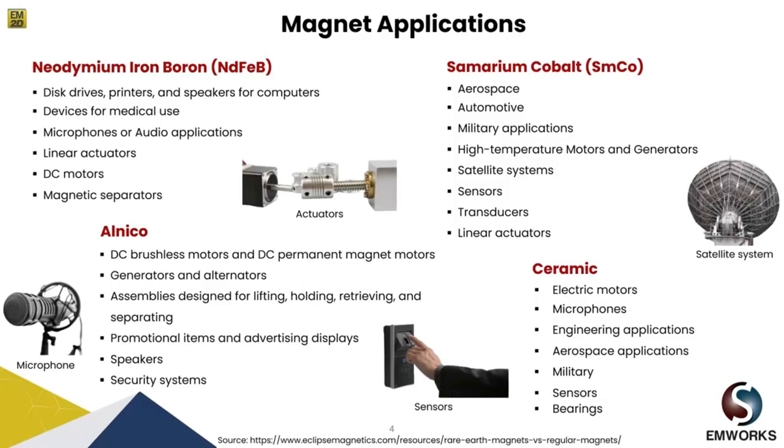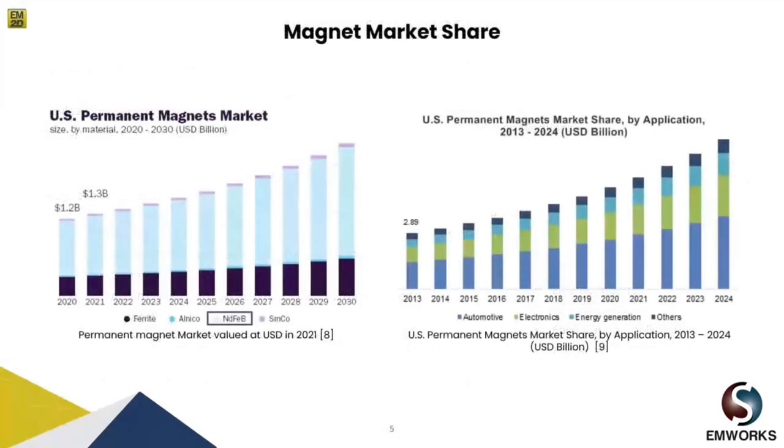And ceramic magnet is also used in the electric motor to reduce its manufacturing cost, in microphones, and in other engineering and military applications. So moving ahead, each magnet alloy has certain qualities that make it perfect for a given purpose. However, neodymium iron boron, NdFeB, is most frequently the material of choice due to its great strength and affordable price.